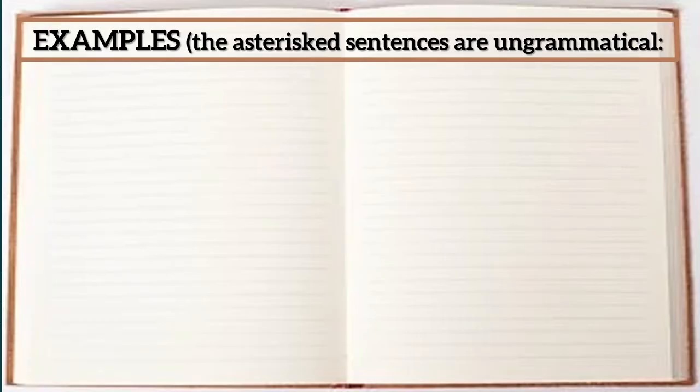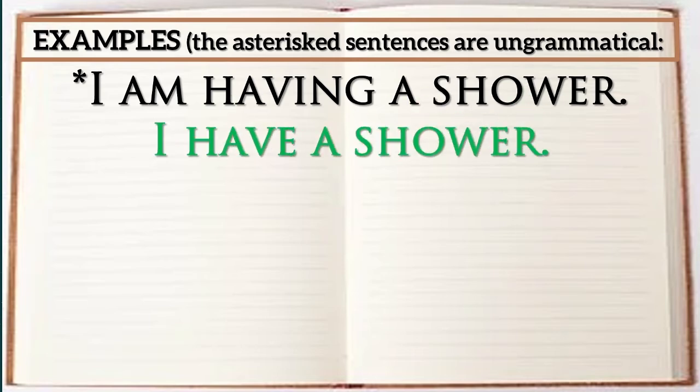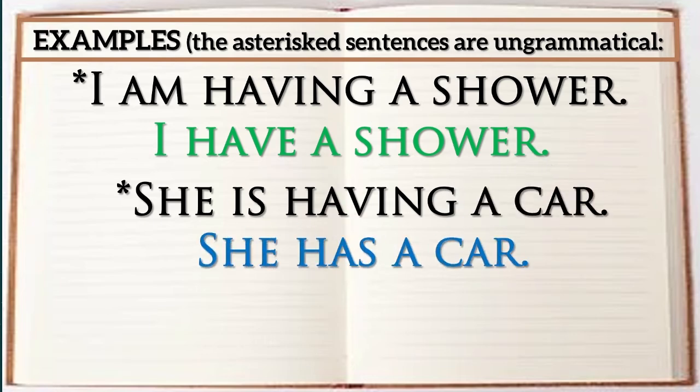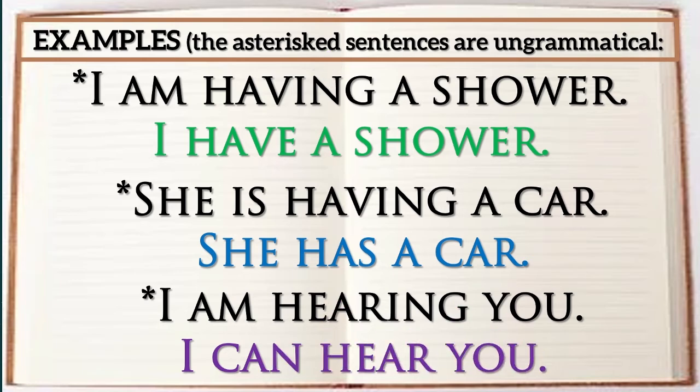Let's see the following examples which are not grammatical. I am having a shower. Now, the correct thing would be I have a shower. She is having a car. That is ungrammatical. The grammatical form will be she has a car. She either has a car or she doesn't have a car. You can't say she is having a car in terms of process. Let's see further examples. I am hearing you. Now, this is common with people a lot when they make phone calls and they keep screaming, I am hearing you. Now, it is very ungrammatical. You can simply say, I can hear you.